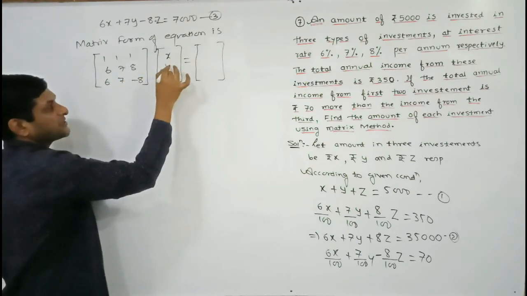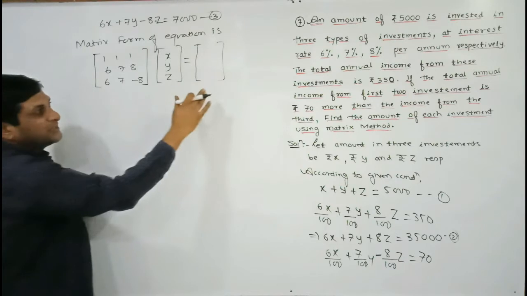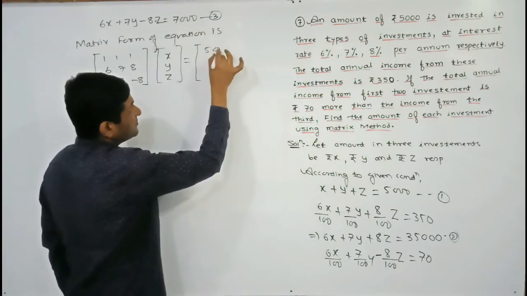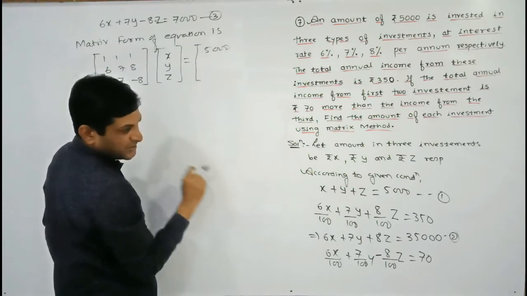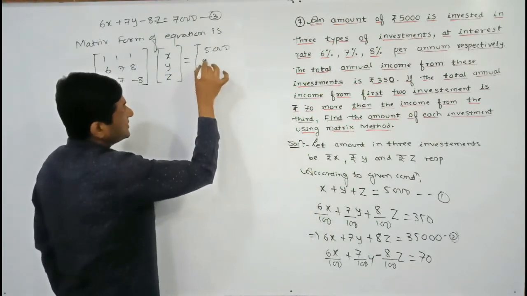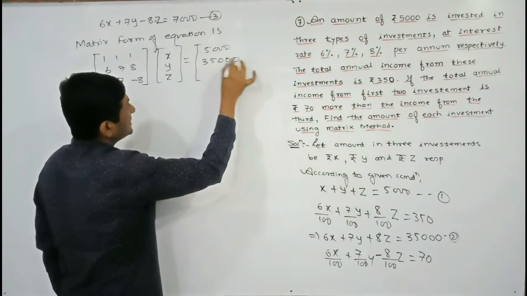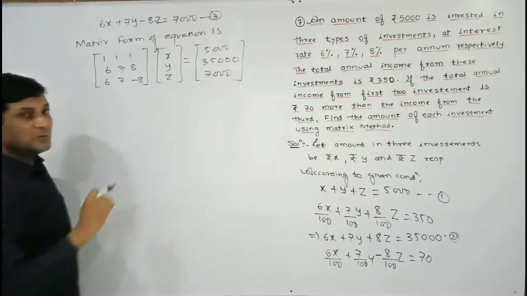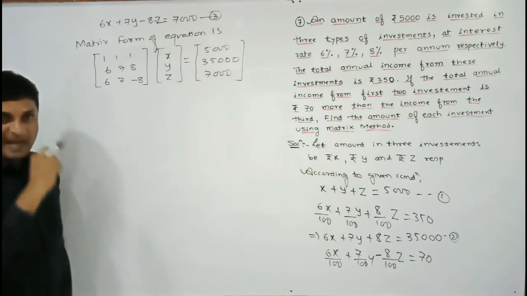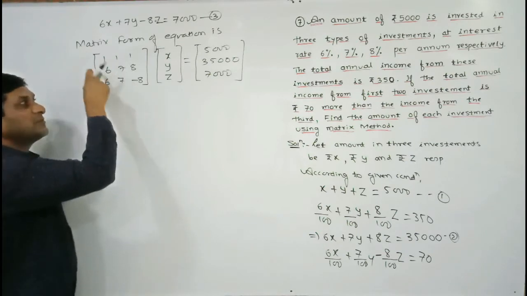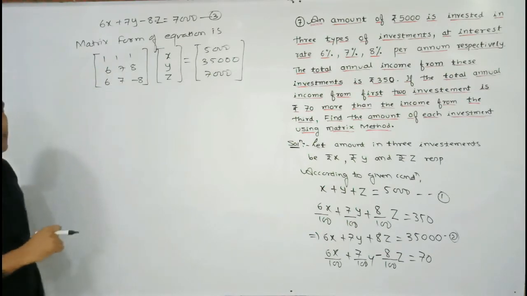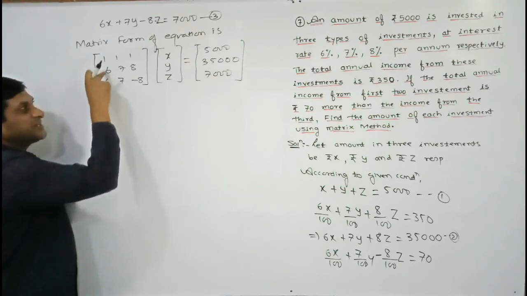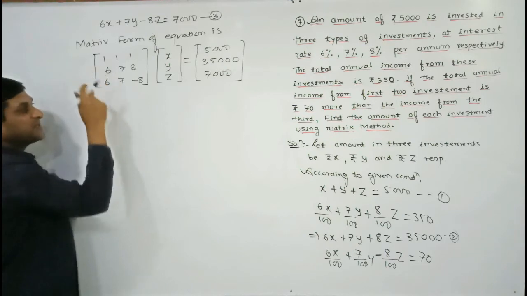In the second matrix, we collect the variables, and on this side we collect the constant terms. In the first equation, the constant term is 5,000. In the second equation, it is 35,000, and in the third equation, 7,000. Now, to solve this by the reduction method, we try to convert this matrix into an upper triangular matrix. So here we have to convert these three elements into 0. Let us convert the first element into 0.